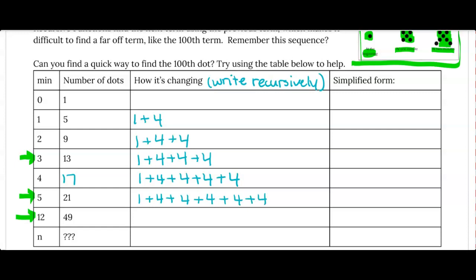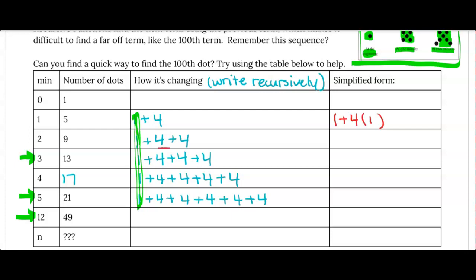So now let's see if we can simplify this down a little bit and see what it looks like. So I can see in all of my rows, I start with 1. So in my simplified form, I'm going to start with 1. And then in all of them, I add some number of 4s. So I'm going to add 4. Well, I added 4 once here. So that's just 4 times 1.